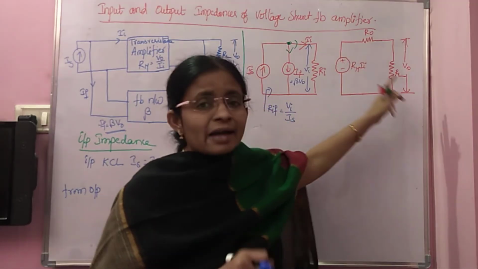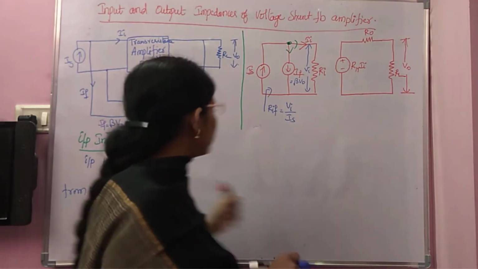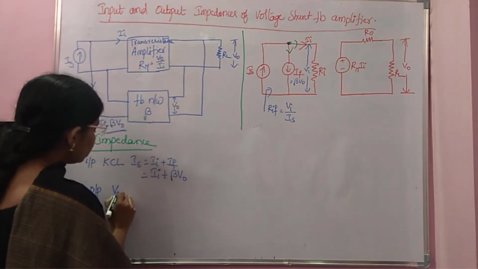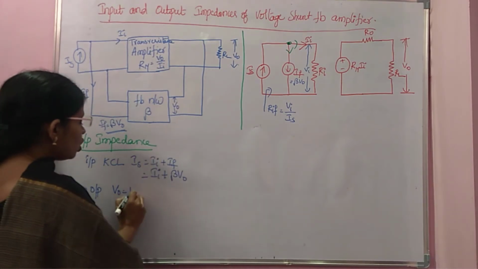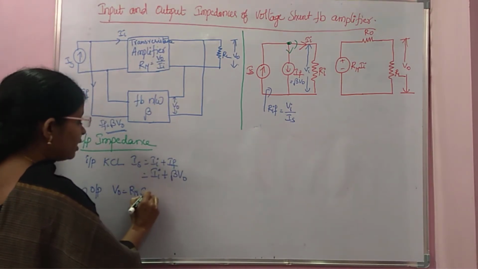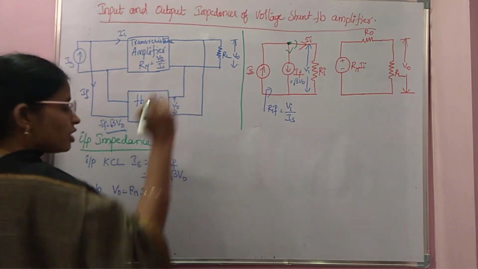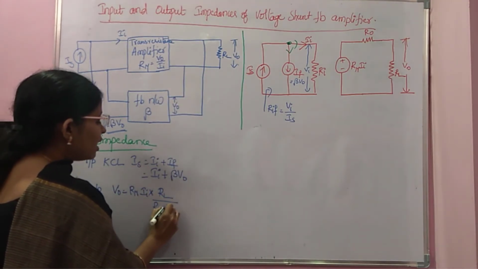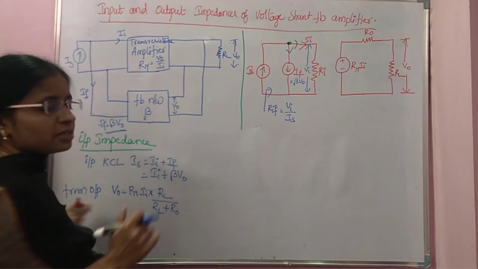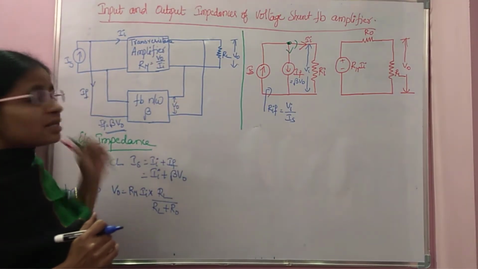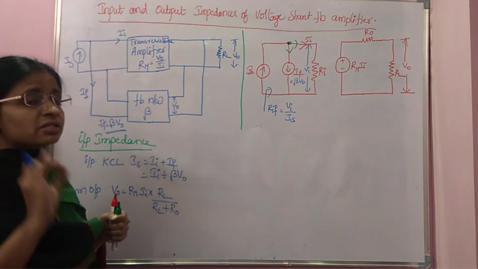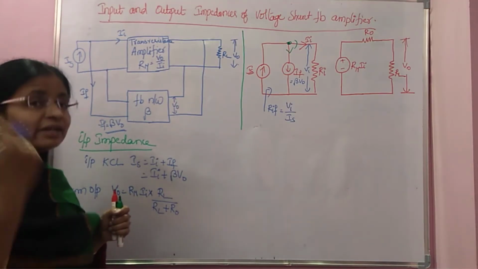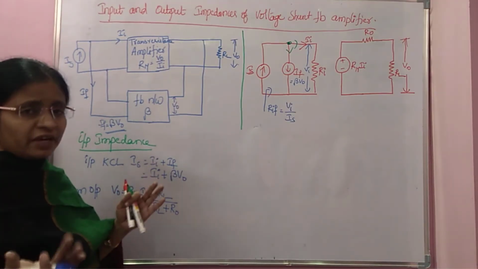One is across R0 and another one is across RL. Okay, so what is V0? V0 is the total voltage, RmIi, into that resistance RL divided by RL plus R0, the sum of resistances. Okay, so what is this amplifier? Trans resistance amplifier. Yes, you must recollect that concept from the first video.